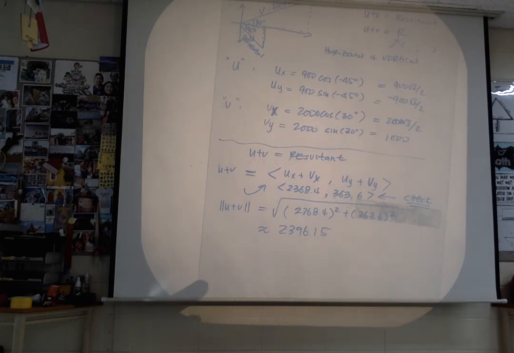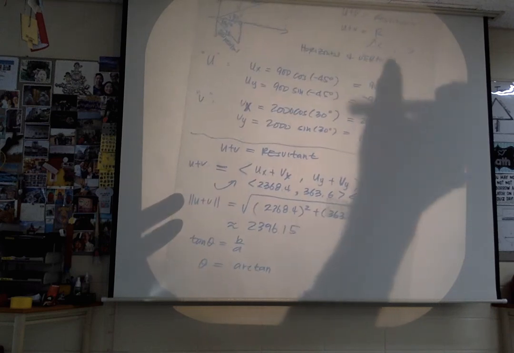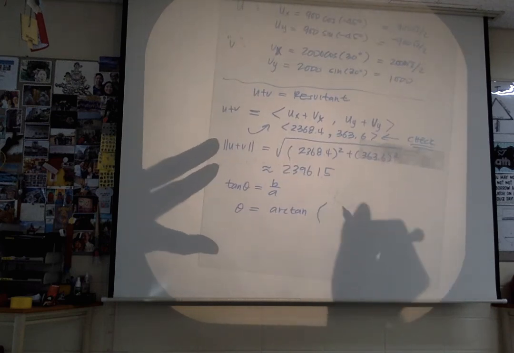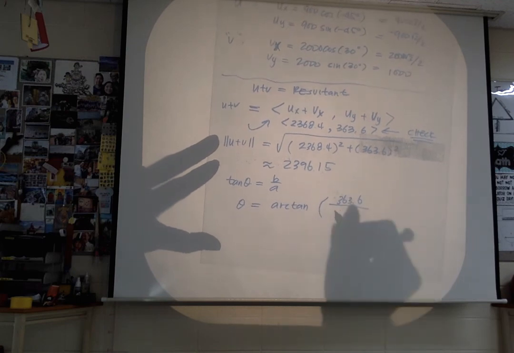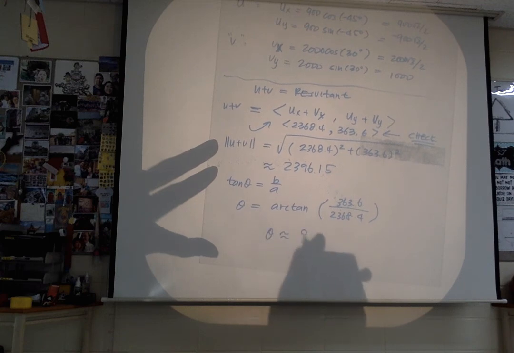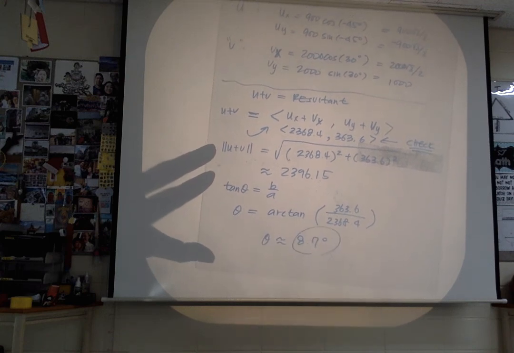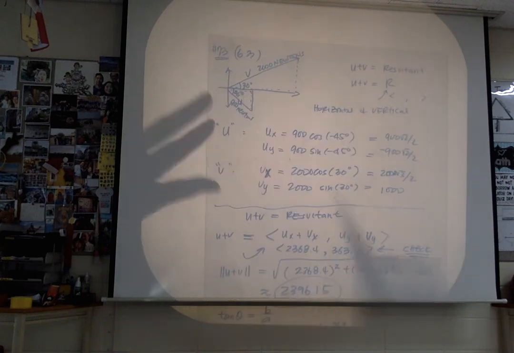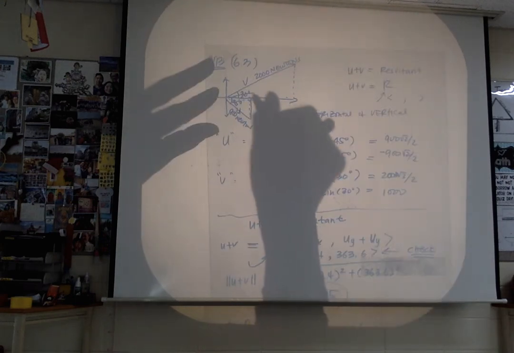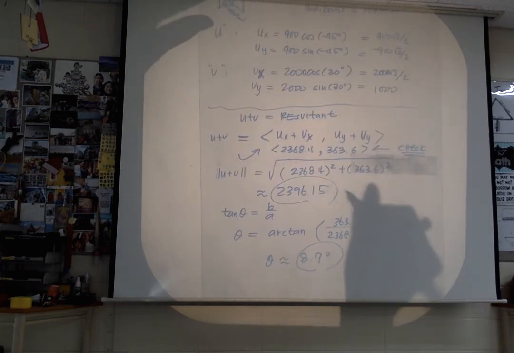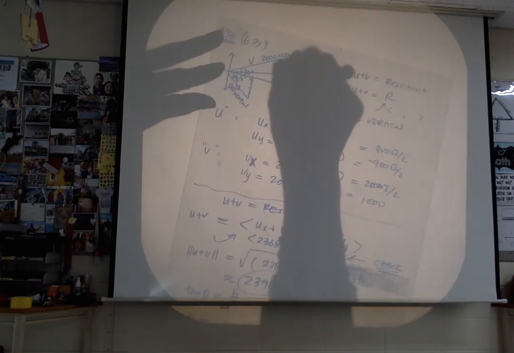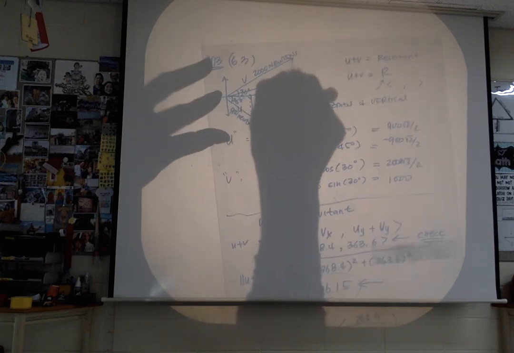Since this is my new vector, I can also find the angle. Tangent of theta is equal to b over a. So theta is equal to the inverse tangent of b over a. Our b is 363.6 and our a is 2368.4. When I solve that, I get 8.7 degrees. That tells me a lot of things. My resultant vector is only at 8.7 degrees, so it goes like this, and it has a magnitude of 2396.15 at 8.7 degrees.